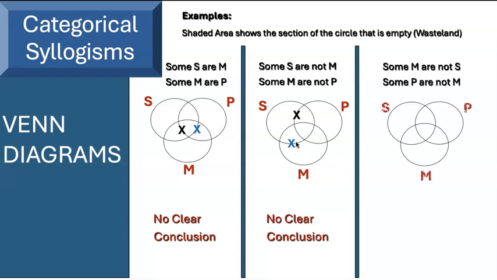Some M are not S, some P are not M. So some M are not S. That means some M are outside of the S circle. I'll put it on the line, since we don't know exactly where. Some P are not M. Some members of the P circle are not members of the M circle. So some members of the P circle are outside of M. We have to put the X on the border since we don't know exactly where. Right? And of course, again, no clear conclusion.